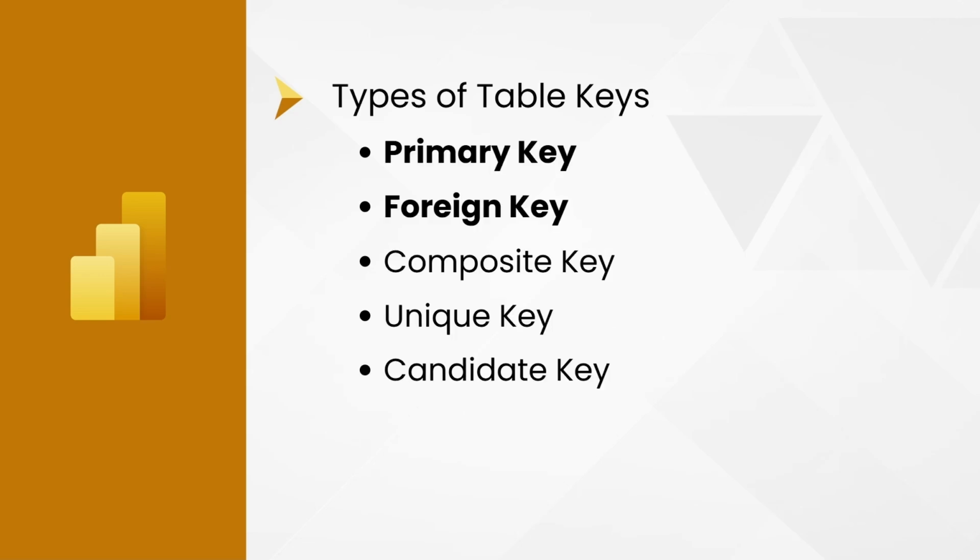Now, let's see types of table keys. There are different types of table keys that you might encounter in data modeling. They are primary key, foreign key, composite key, unique key, and candidate key. Each key has its specific role and purpose, but in this session, we will mainly focus on the two most essential keys for relational databases and Power BI, primary key and foreign key.